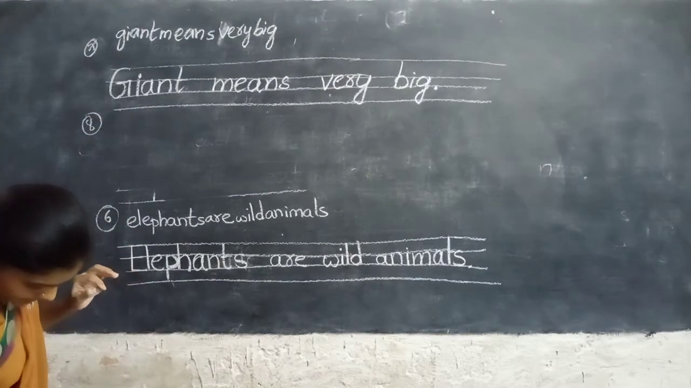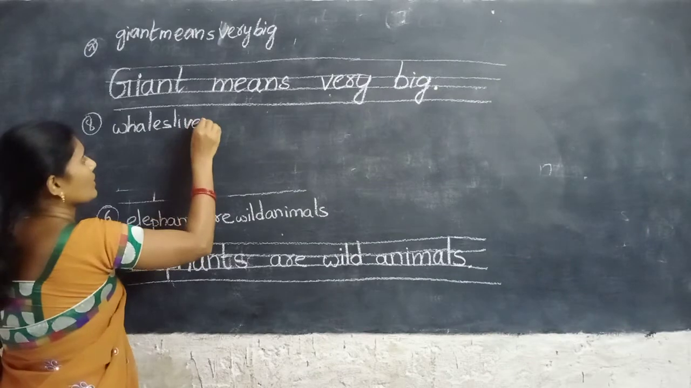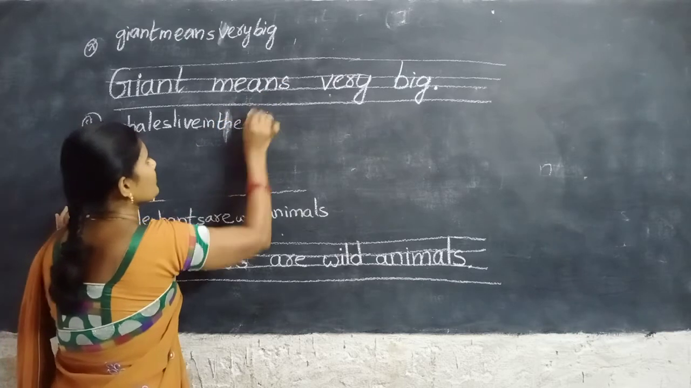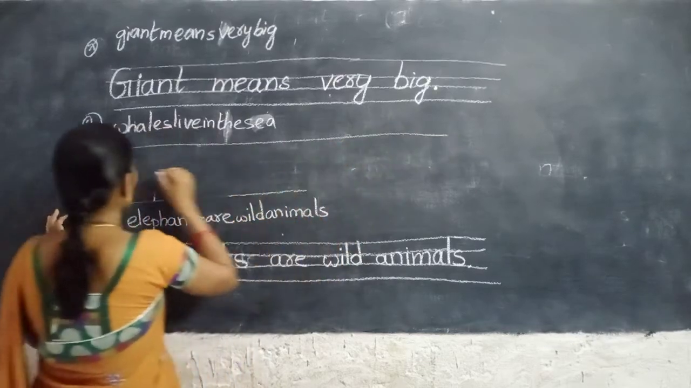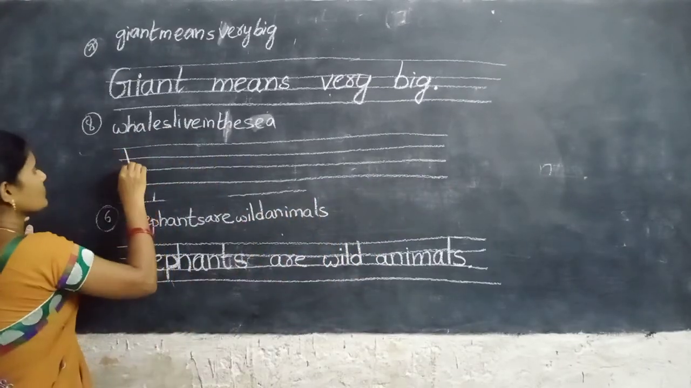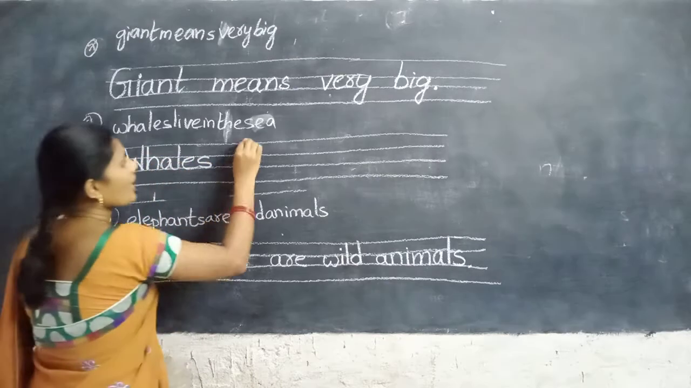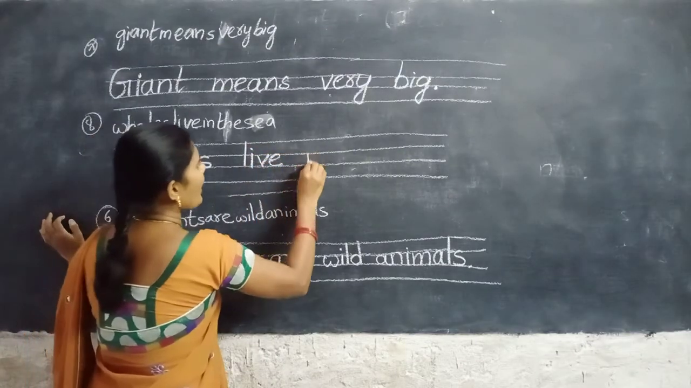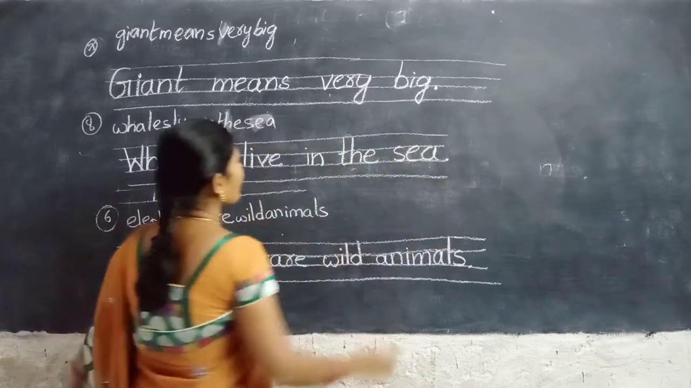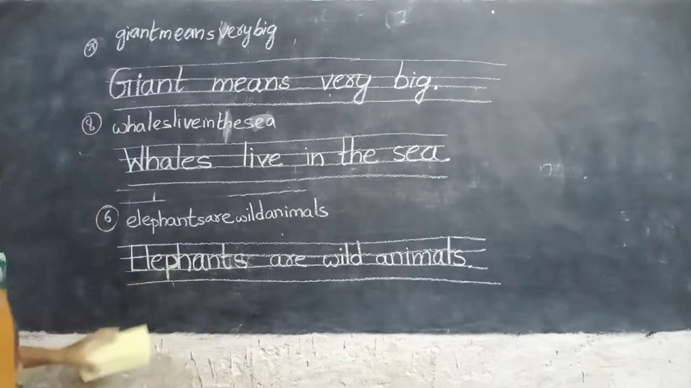Next, whales live in the sea. Whales. Live. In the. Sea. Capital W, W-H-A-L-E-S, whales. Live, L-I-V-E, live. In, I-N. The, T-H-E. Sea, S-E-A. Whales live in the sea. Okay, full stop. It's completed.